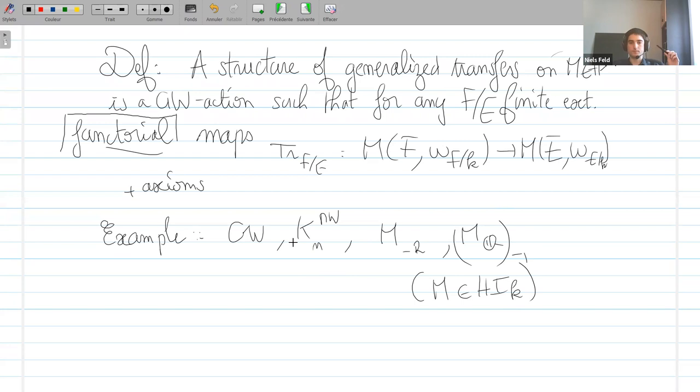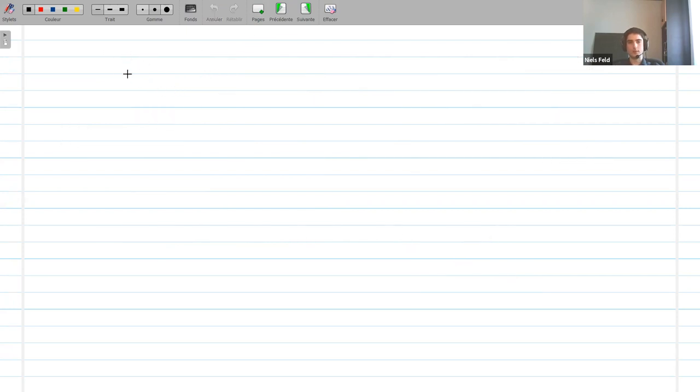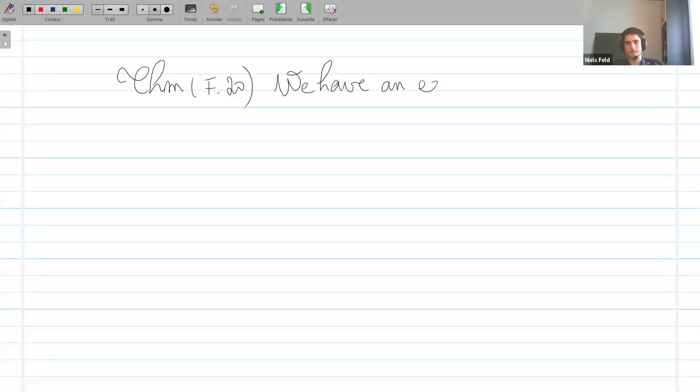So again, I would like to study such a category in order to compare it with the homotopy sheaves. And I would like to have some kind of a well-known theory about transfers. So you can prove that, in fact, these new transfers are well-known in some sense, because we have an equivalence from the category of homotopy sheaves over K with generalized transfers to the category of homotopy sheaves with Milnor-Witt transfers.